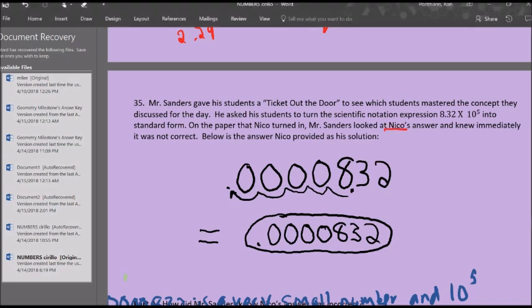Nico, this student, no offense, Nico, I know you get this right, buddy. It says this fictional Nico got the wrong answer. How do we know that this is incorrect?